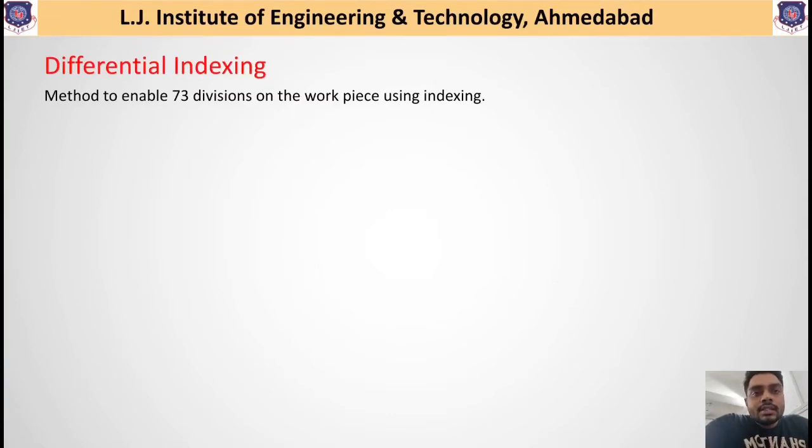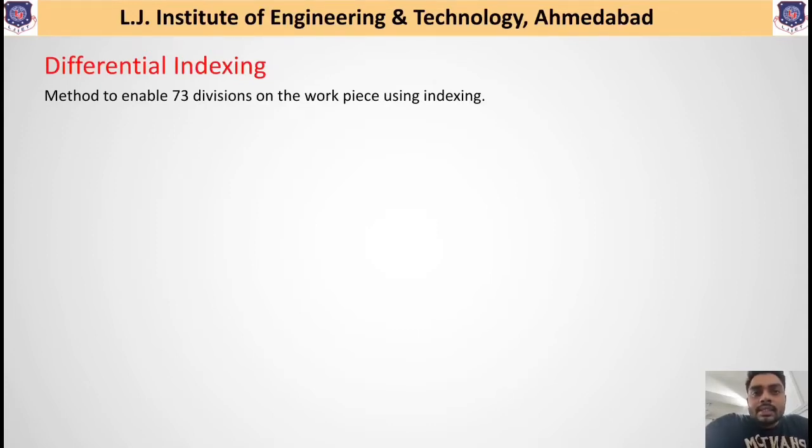So if you see the number given over here, that is 73, and try to divide this number 73 into exact numbers or natural numbers, this 73 cannot be divided into any factors. That means the compound indexing method cannot be applied to numbers which cannot be factorized. So that is the limitation of the compound indexing method. In such cases, the differential indexing method is used.